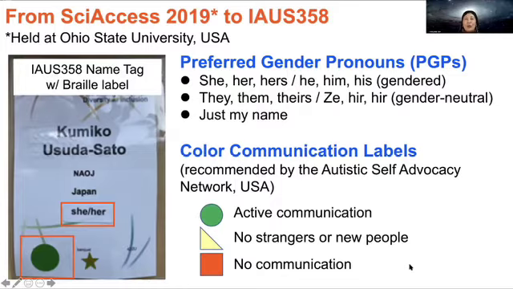Color communication was recommended by the Autistic Self-Advocacy Network in the United States. At our symposium, we combined the colors and shapes so that visually impaired people could touch the labels and understand. Green circle means, I prefer active communication. Please talk to me. Yellow triangle means, strangers and new people, please do not talk to me. Red square means, please do not talk to me.